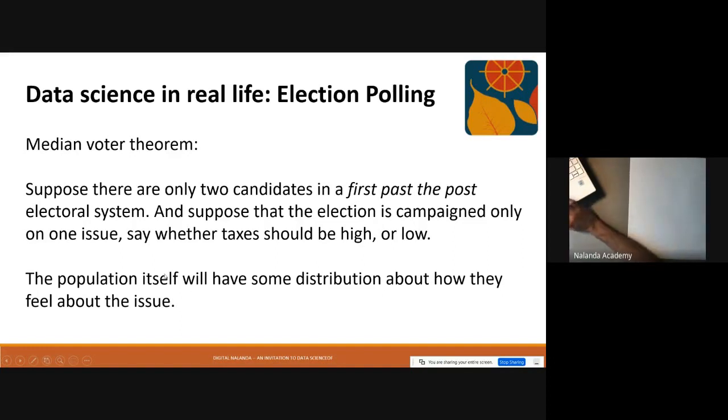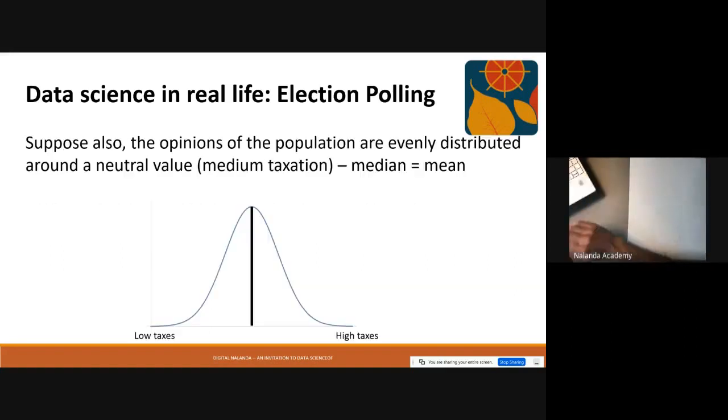getting back to the simple example, the median voter theorem. Okay, so basically we have two candidates, first past the post, whoever gets the most votes wins. And let's say there's only one issue, whether taxes should be high or low. Now, in general, the population will have some distribution of opinions. Some will feel very strongly in one direction, some will feel very strongly in the other direction. More or less, typically, people are neutral, and there's a general opinion that's around some center. Okay, whatever that center is. Let's say most people are like, let's not have it too high, let's not have it too low, something in the middle. Okay, so this is what happens.